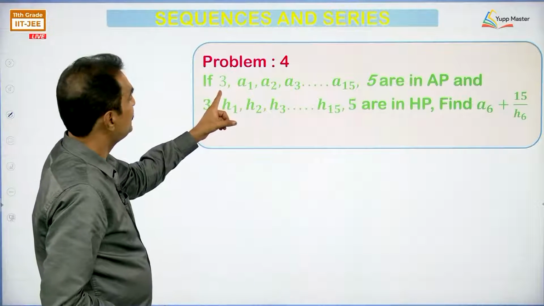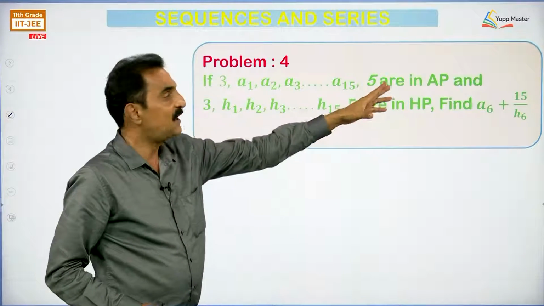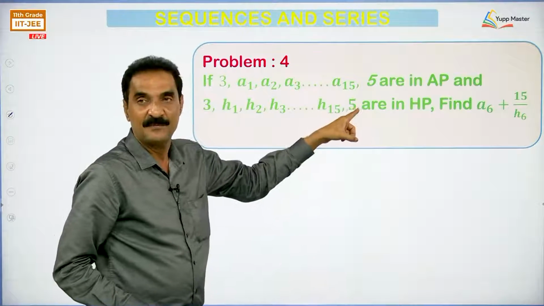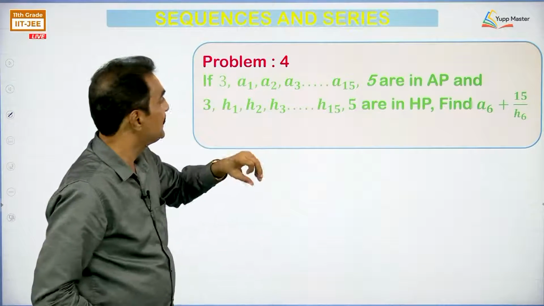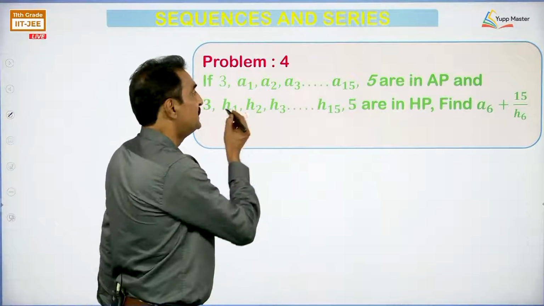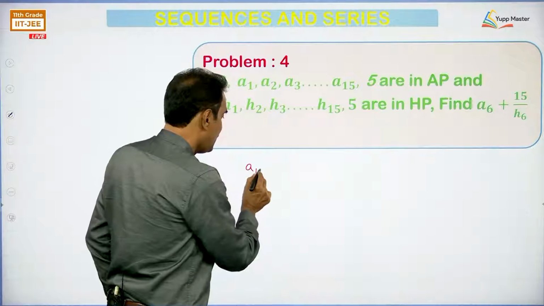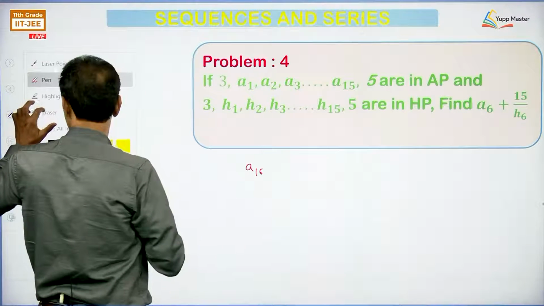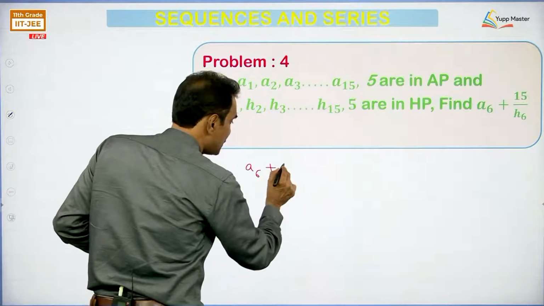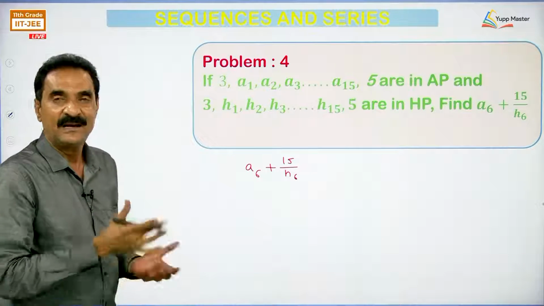If 3, A1, A2, A3 and so on, A15, 5 are in AP, and 3, H1, H2, H3 and so on, H15, 5 are in HP, find A6 plus 15 by H6. Here you want A6 plus 15 by H6. Let us try that property.